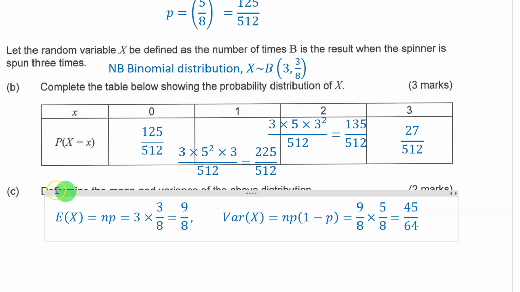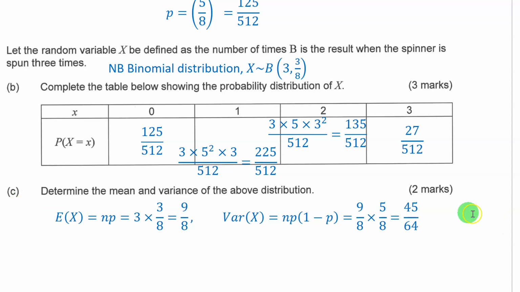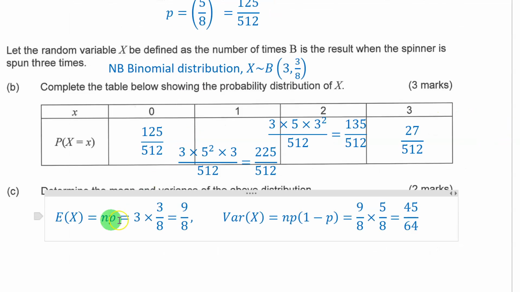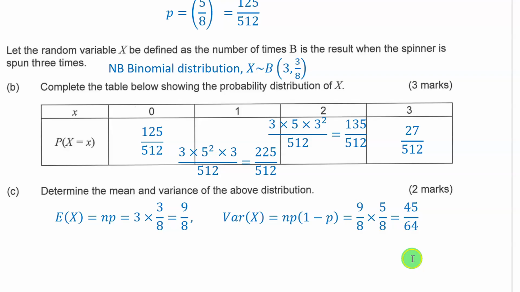And then part C, determine the mean and variance of the above distribution. So the last 2 marks, pretty straightforward. Again, back to the formula sheet. Here are the formulas for the mean and the variance. So we just plug the numbers into those and we get 9/8 for the mean and 45/64 for the variance. I'm guessing maybe some kids might have done this one by multiplying x p(x), but good luck to them when we've got these standard formulas.